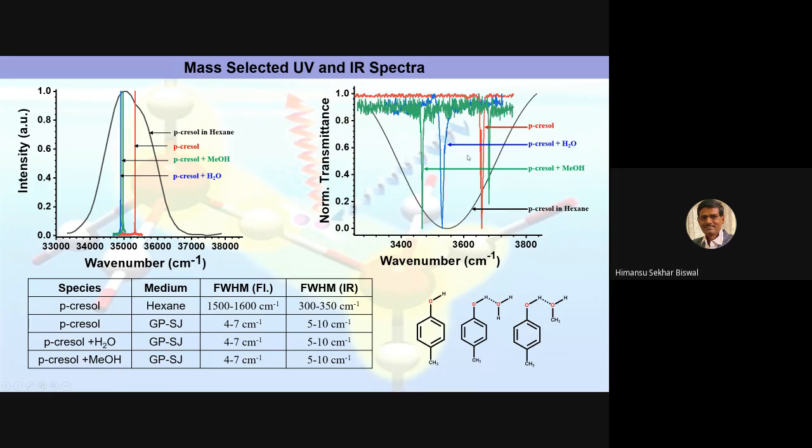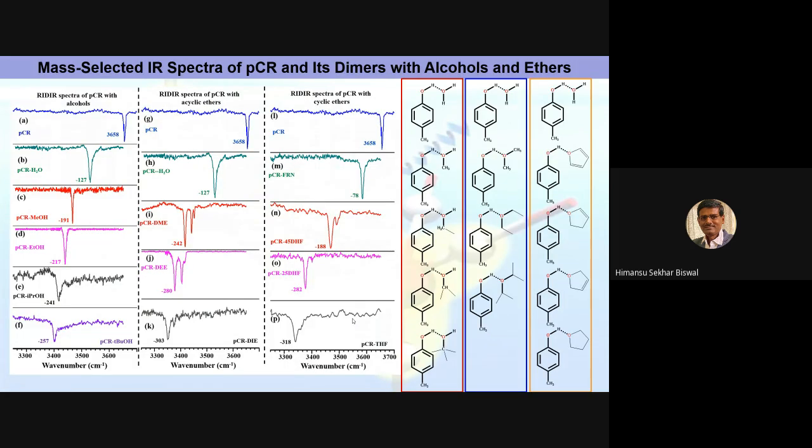Similarly, if you look at the OH stretching of the monomer and dimer, it is too broad in the solution FTIR of paracrystal, but using our spectroscopy you can resolve all of them. This is the advantage of using this spectroscopy. Now coming to our question.